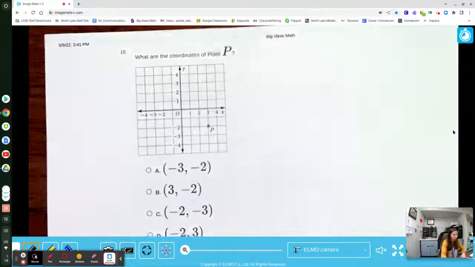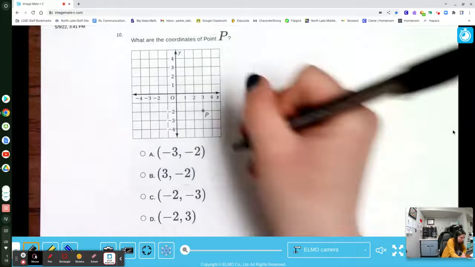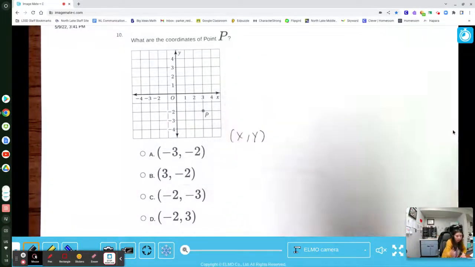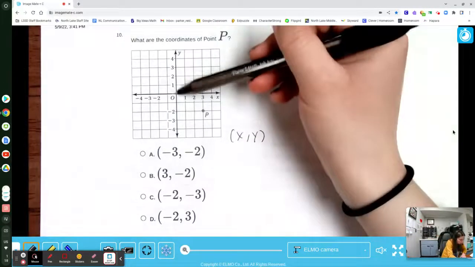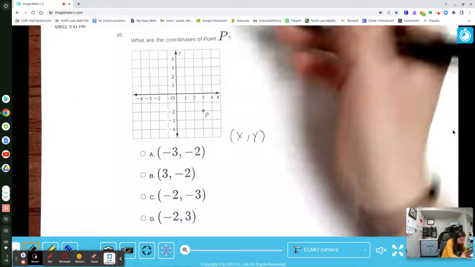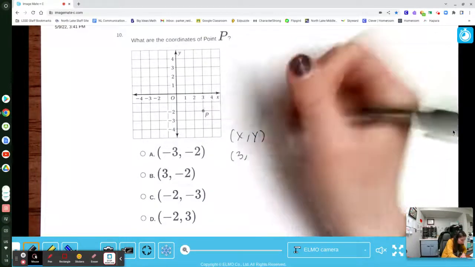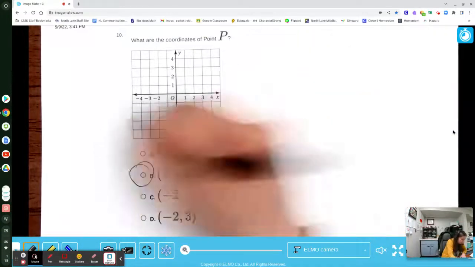And finally, number 10, what are the coordinates of point P? So remember, it goes x, then y, x across, y to the sky. So across, we moved 3 to the right. That's going to be positive 3. And then y to the sky, we moved down 2. So that's going to be negative 2. So I want 3, negative 2.